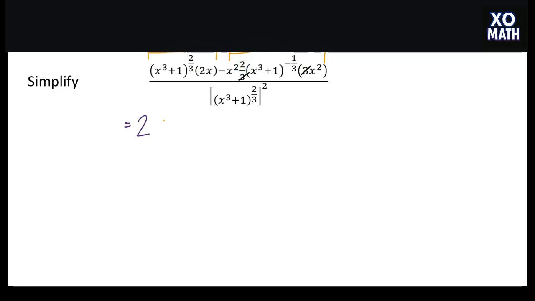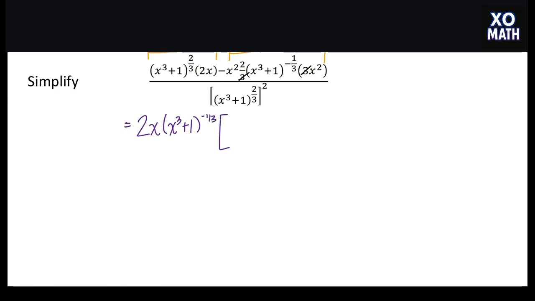From the variable factors, in the first term I have an x to the first. In the second term I have an x squared and an x squared, so an x to the fourth. So I can pull out the smaller of the two, which is an x to the first. And from binomial factors, I can take out the binomial factor x cubed plus 1, but it's a matter of to what exponent. So we have x cubed plus 1 to the 2/3 and x cubed plus 1 to the negative 1/3. I can pull out the smaller of the two, so x cubed plus 1 to the negative 1/3.